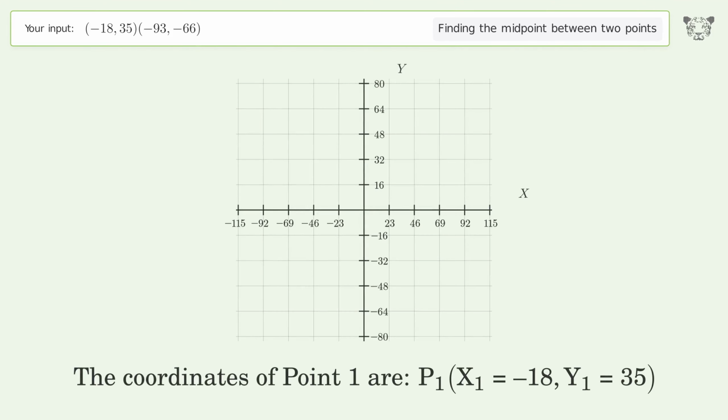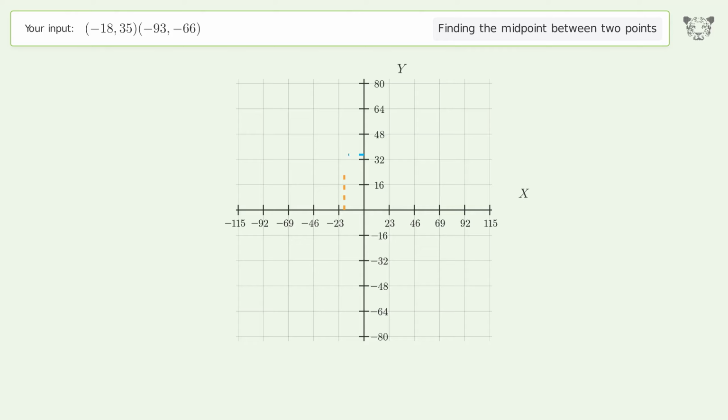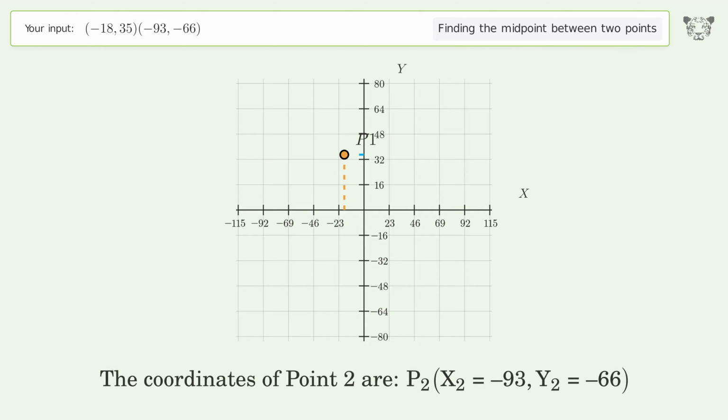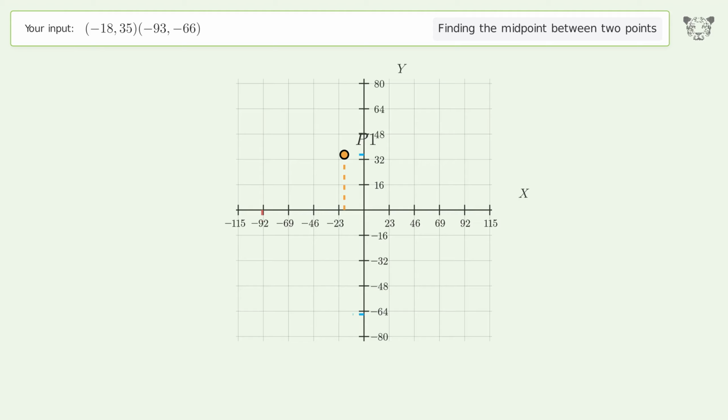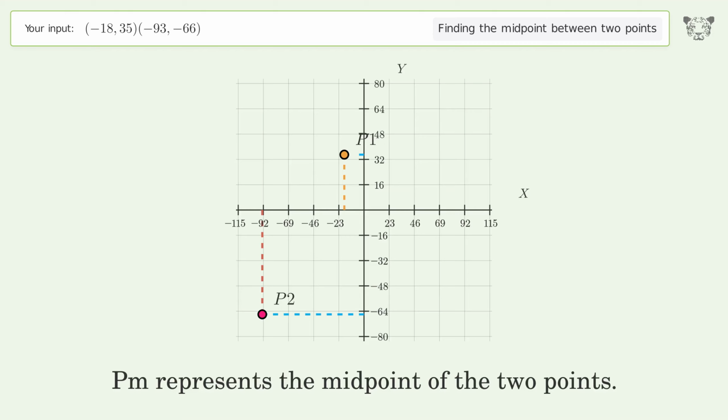The coordinates of point 1 are, x1 equals -18, y1 equals 35. The coordinates of point 2 are, x2 equals -93, y2 equals -66. PM represents the midpoint of the 2 points.